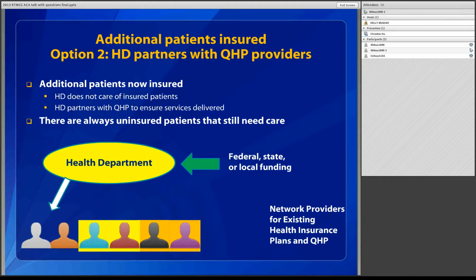Okay, now with the Affordable Care Act, there are more people that are insured, so they're the newly insured, and they will receive care, again, not through the health department under this option, but through the essential community providers and other network providers listed under the qualified health plans and perhaps under the Medicaid expansion plans as well. One of the keys to note is that there are always uninsured patients that still need care, and nobody is going to be taking care of them if the health department does not take care of them.